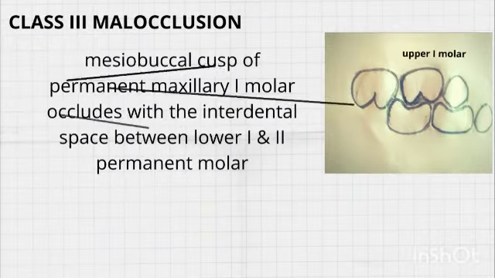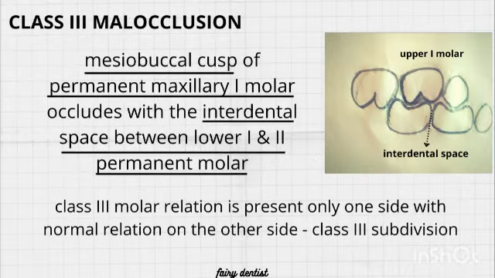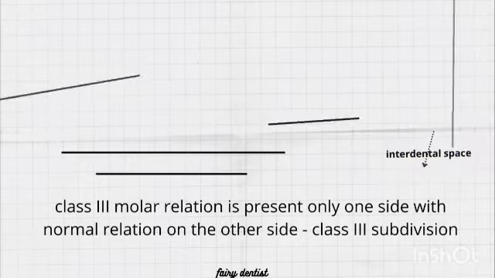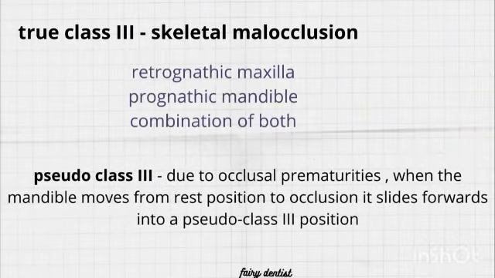Next, Class 3 malocclusion. Mesiobuccal cusp of the upper permanent first molar occludes with the interdental space between lower permanent first and second molar. Class 3 is known as mesiocclusion. Class 3 is subdivided into true Class 3 and pseudo Class 3. True Class 3 is a skeletal malocclusion. Reasons for skeletal Class 3 malocclusion are retrognathic maxilla, prognathic mandible, or a combination of both.